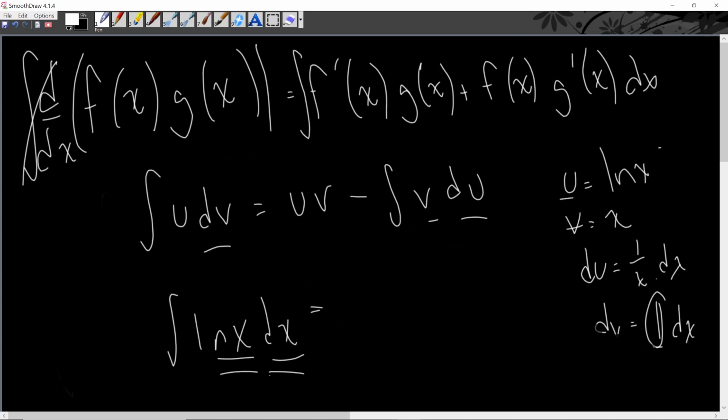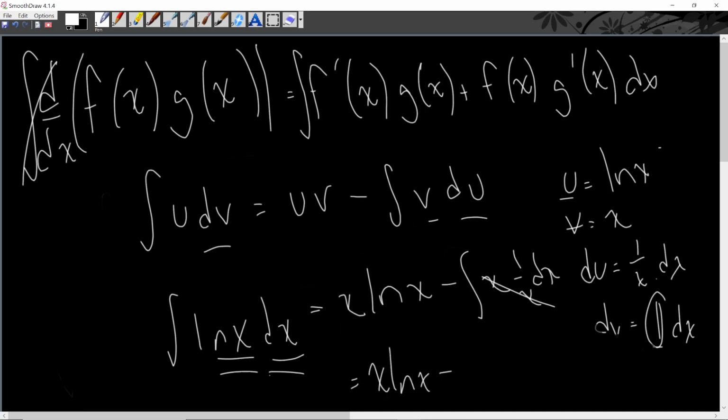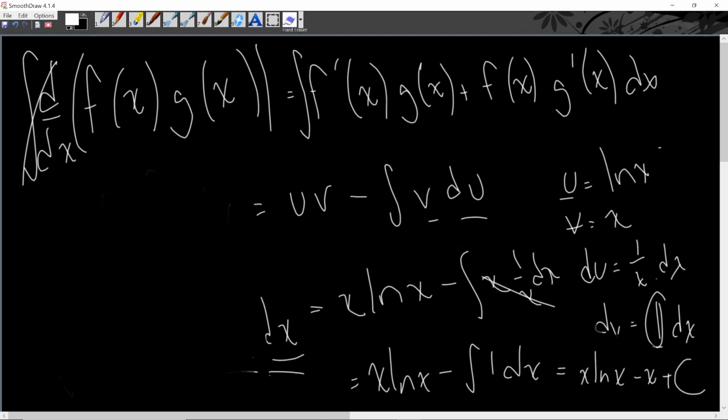So uv in this case is going to be x times ln x minus the integral of v du. So x times du, which is 1 over x, dx. Now those x's cancel out, then we are left with x ln x minus the integral of 1 dx, which we said was x, so we're left with x ln x minus x plus c. Alright, from there, we don't have anything else to do. That will be the integral of ln x dx.